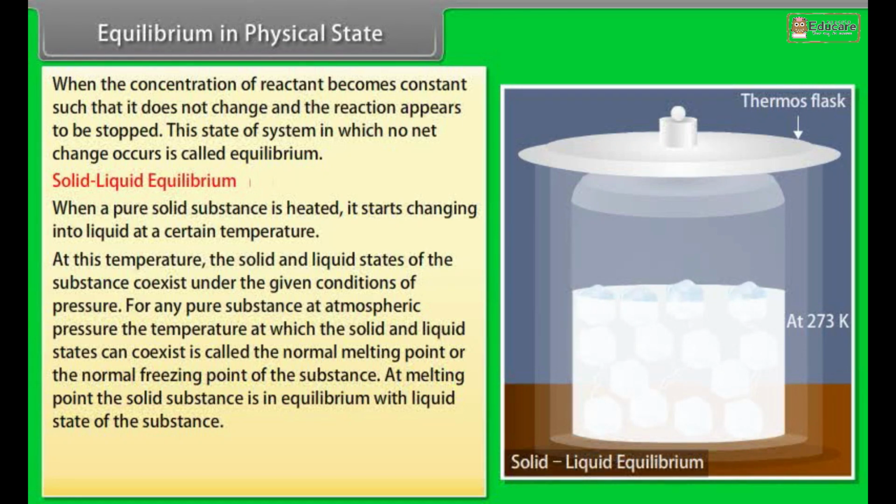Let us consider ice and water at 273 Kelvin, melting point of ice, taken in a perfectly insulated thermos flask. An interesting feature of this system is that the temperature as well as the masses of ice and water remains constant. This represents a dynamic equilibrium between ice and water. As there is no change in mass of ice and water, so the number of molecules going from ice into water is equal to the number of molecules going from water into ice. Thus, at the equilibrium, rate of melting is equal to rate of freezing.